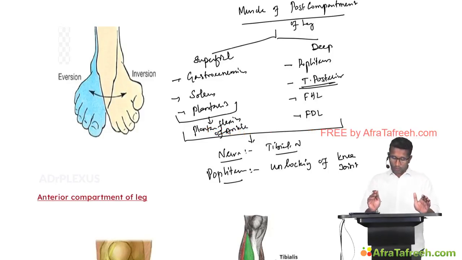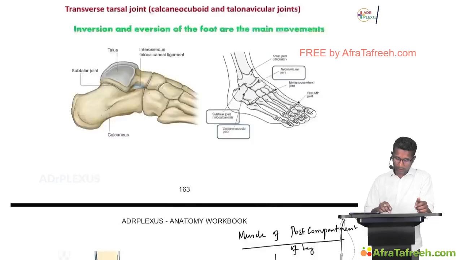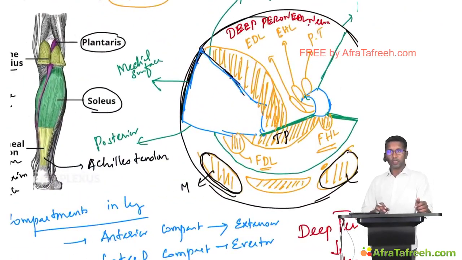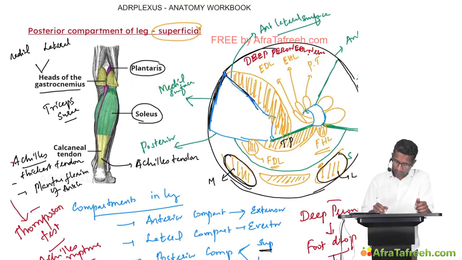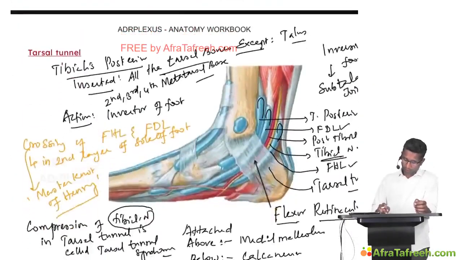We have seen the muscles of the posterior compartment of the leg and the anterior compartment of the leg. Now coming to the muscles of the lateral compartment of the leg, we will go to the same cross section diagram. What is the surface which is free now? It is the lateral surface of the fibula. On the lateral surface of the fibula you see 2 muscles: peroneus brevis and peroneus longus, both arising from the fibula.